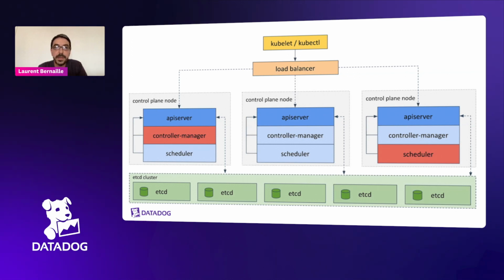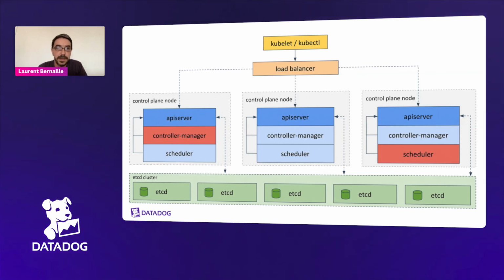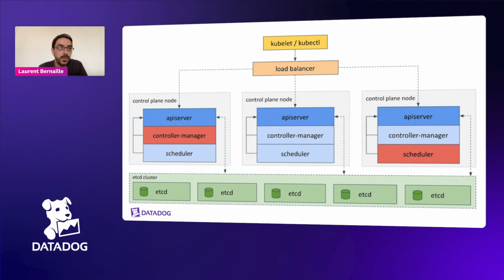So API servers are almost stateless, which means you can scale them horizontally. So you can add as many API servers as you need, and this will help handle the load for the cluster. To give you an example, on very large clusters, we sometimes have up to 9 API servers.